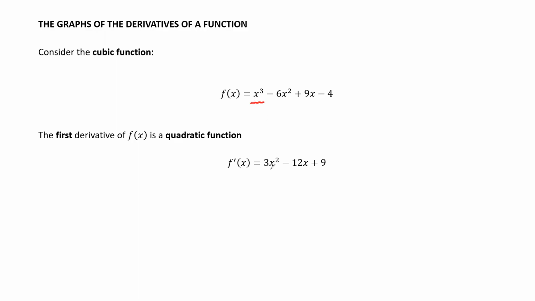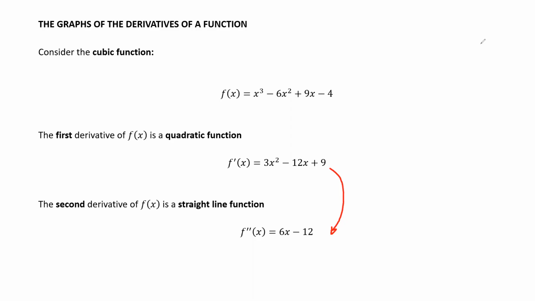x cubed derived becomes 3x squared, negative 6x squared derived becomes negative 12x, plus 9x derived becomes plus 9, and minus 4 will give you 0. So the first derivative of a cubic graph is a quadratic function. You can derive further the second time, and when you derive for the second time, you form a straight line function. So if you look at this again, you will be able to see that in the first derivative, it was quadratic. When you derive for the second time, you eventually form a straight line equation.